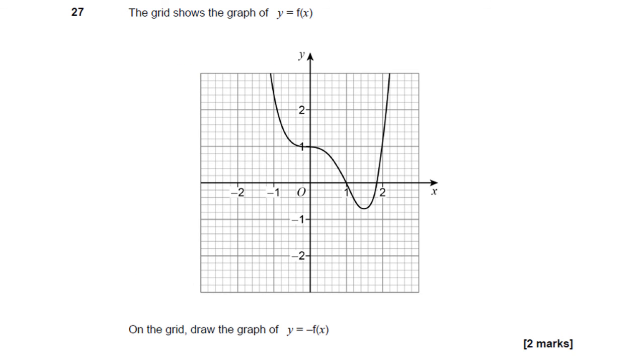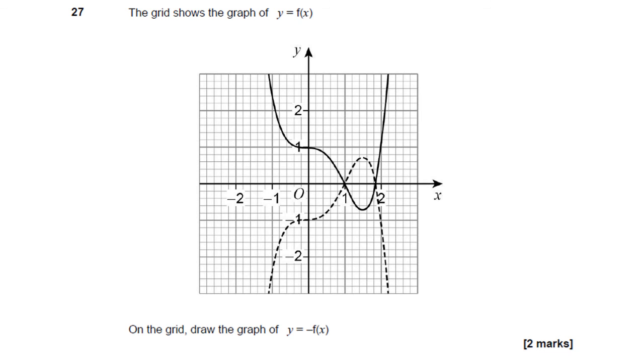Question 27, the grid shows the graph of y equals f of x. On the grid, we need to draw the graph of y equals minus f of x. So all that's happening here is that for any x, we would calculate f of x, match it up to y on the first graph. But now we're going to calculate that same f of x, and take the negative value. So any positive values of y will become negative, any negatives will become positive. So all we're going to do is reflect this graph in the x-axis, so it's going to look like this.